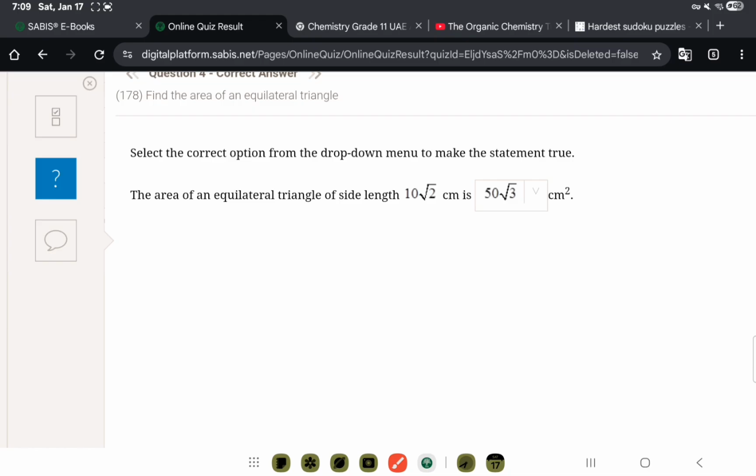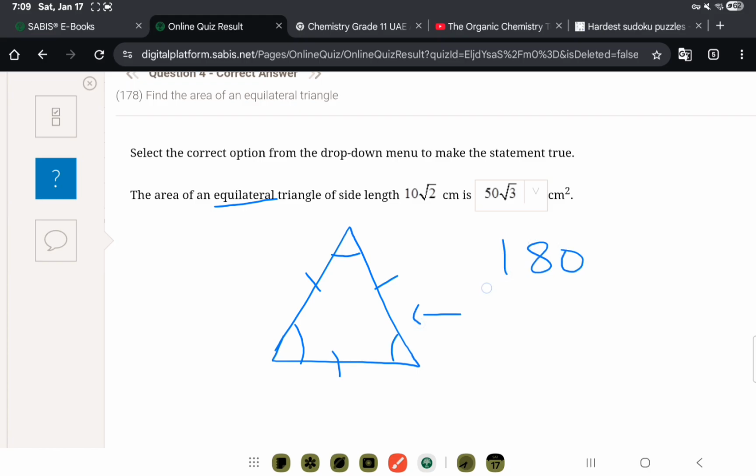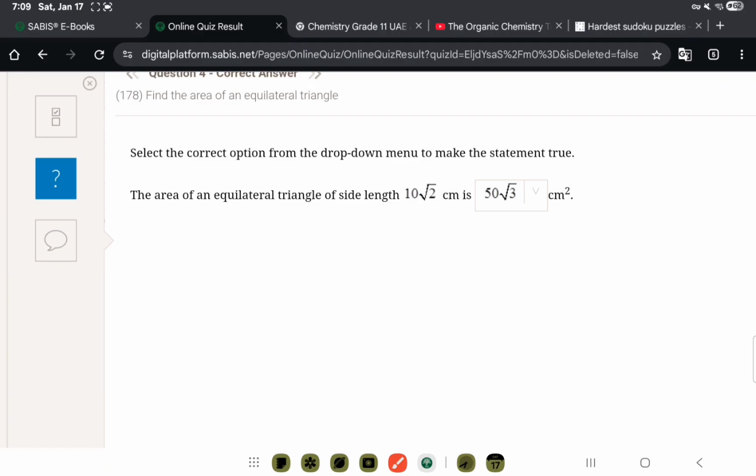Question number 4. Equilateral. What does equilateral mean? It means you have a triangle with all equal sides. When you have all equal sides, this means that the angles are all equal. They all have the same angle. So what's the total angle of a triangle? It's 180, divided by 3 because you have 3 angles. So each angle is 60.